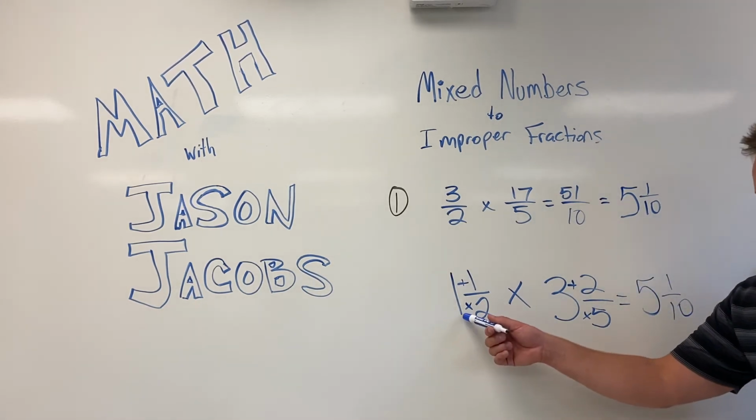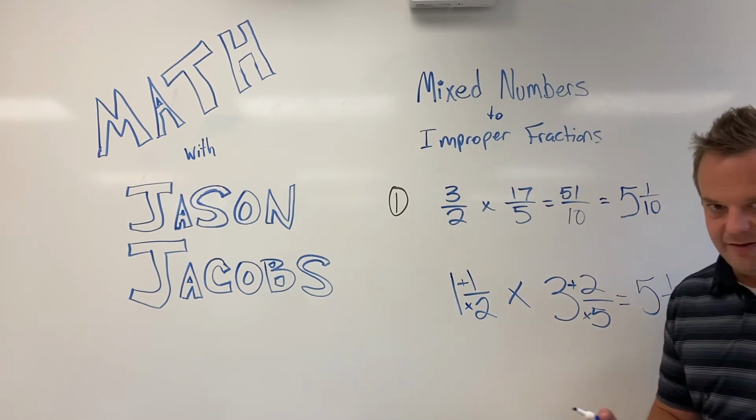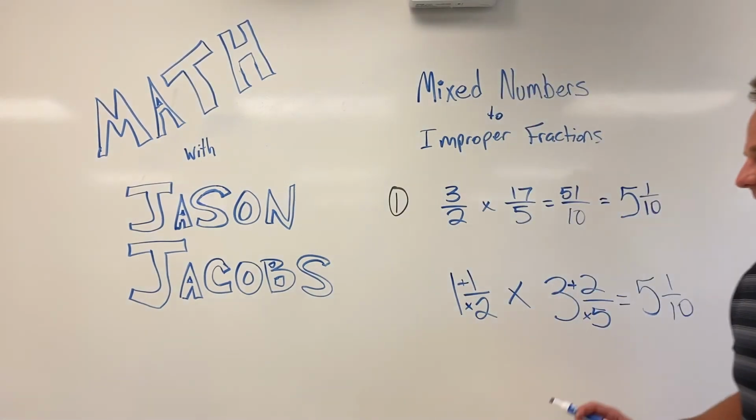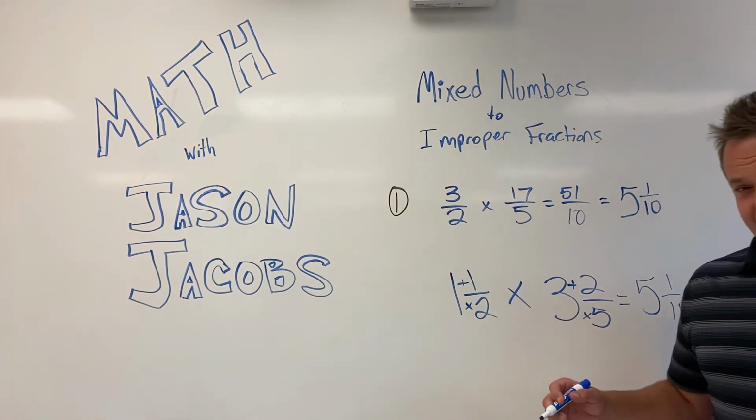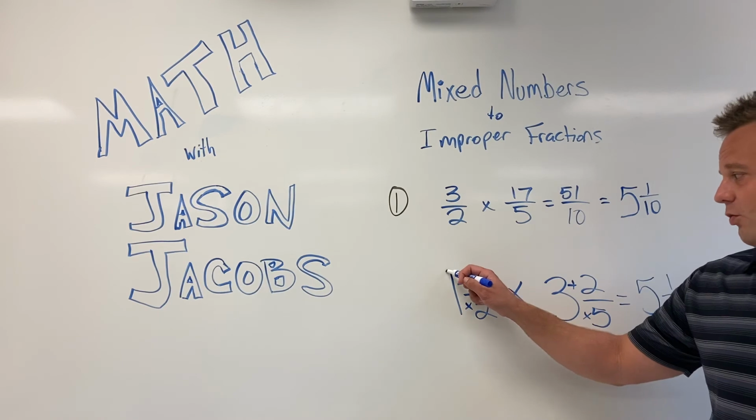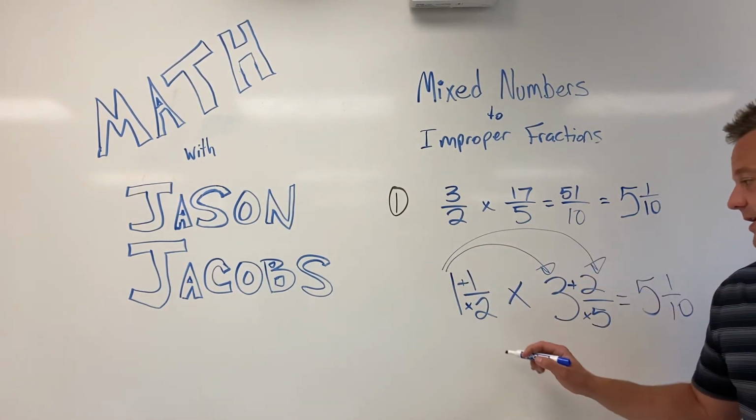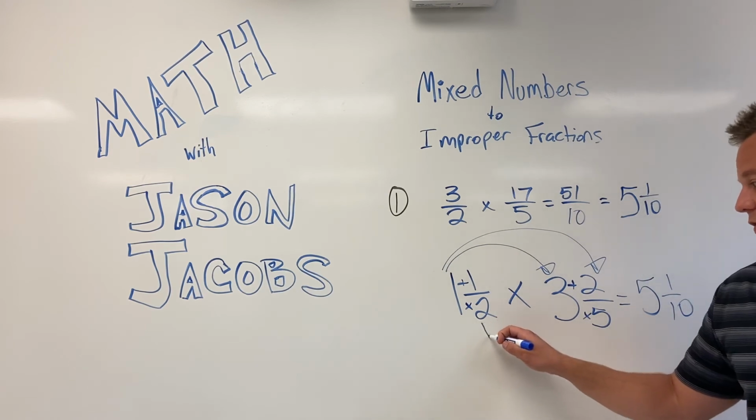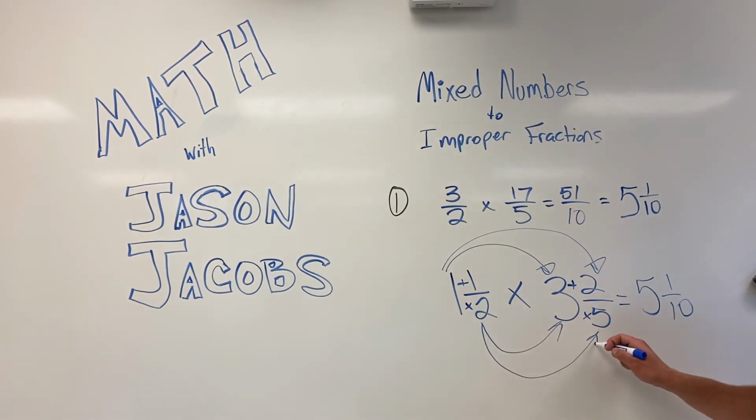Common mistake would be to do 1 times 3 and then 1/2 times 2/5. A lot of students do that. Not you. Don't do that. Because really, what you want to do is kind of the distributive property. 1 times 3 plus 1 times 2/5 plus 1/2 times 3 plus 1/2 times 2/5.